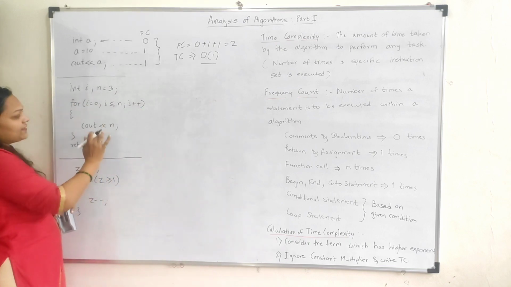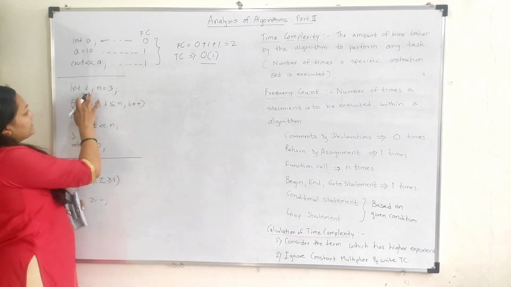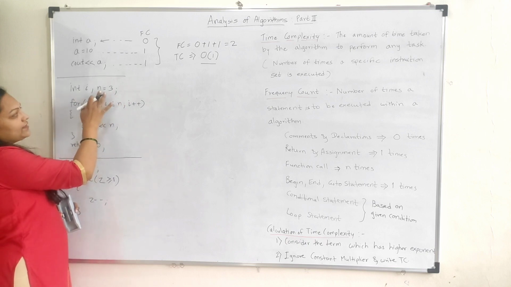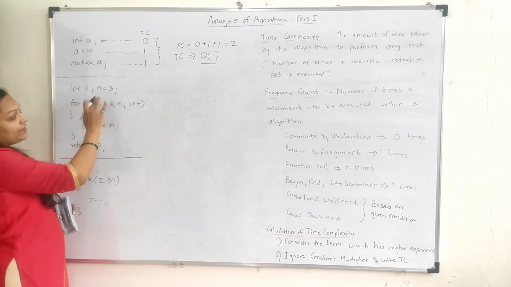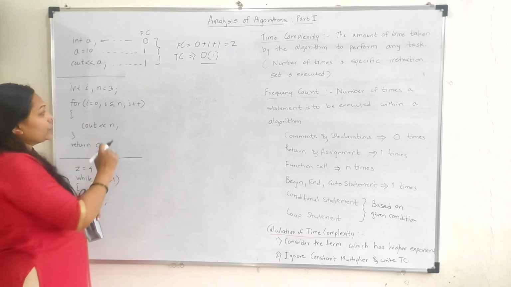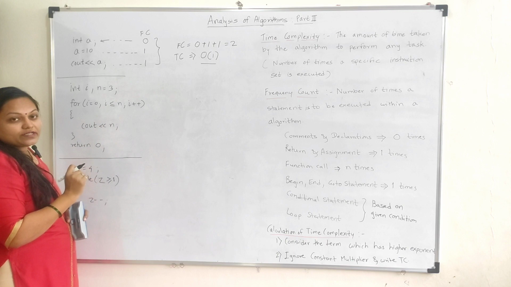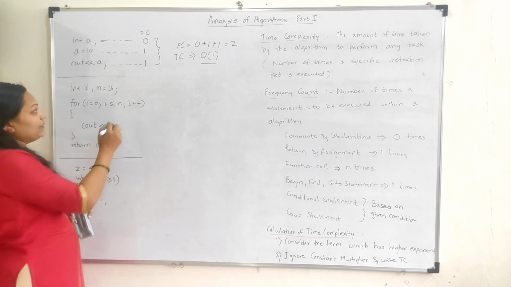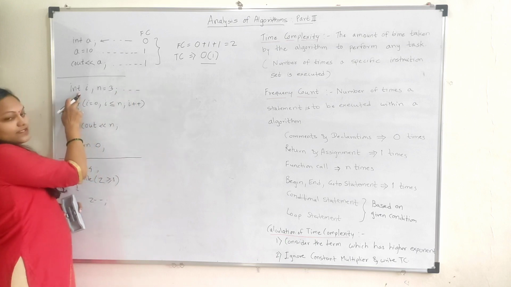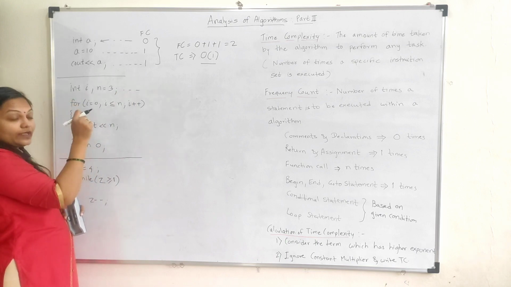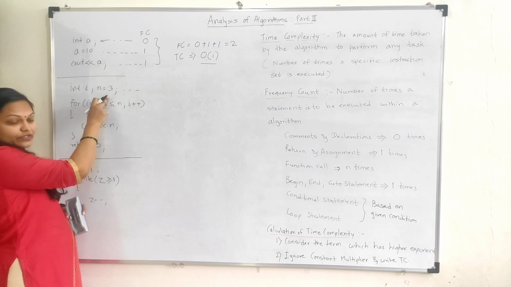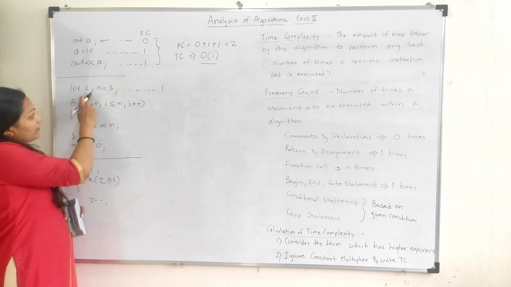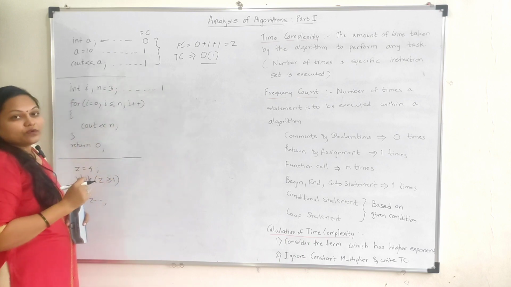Now next, take this example, where we have initialized i here, and the value of n is initialized as 3. So here is the assignment statement. How many times will the assignment statement execute? 1 time. Here is the declaration statement, it will execute 0 times, but here the assignment statement will execute 1 time. So the frequency count for this particular statement is 1.